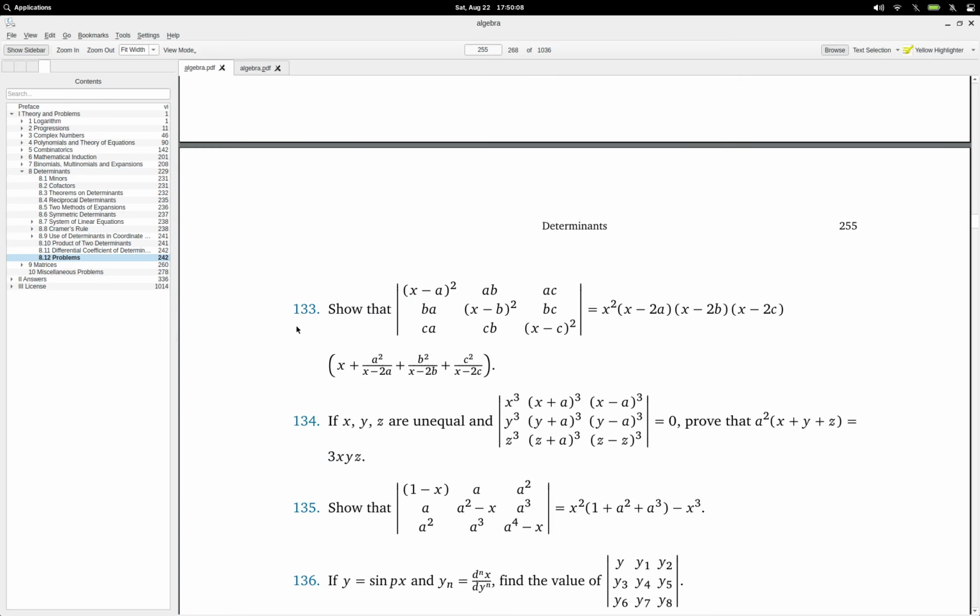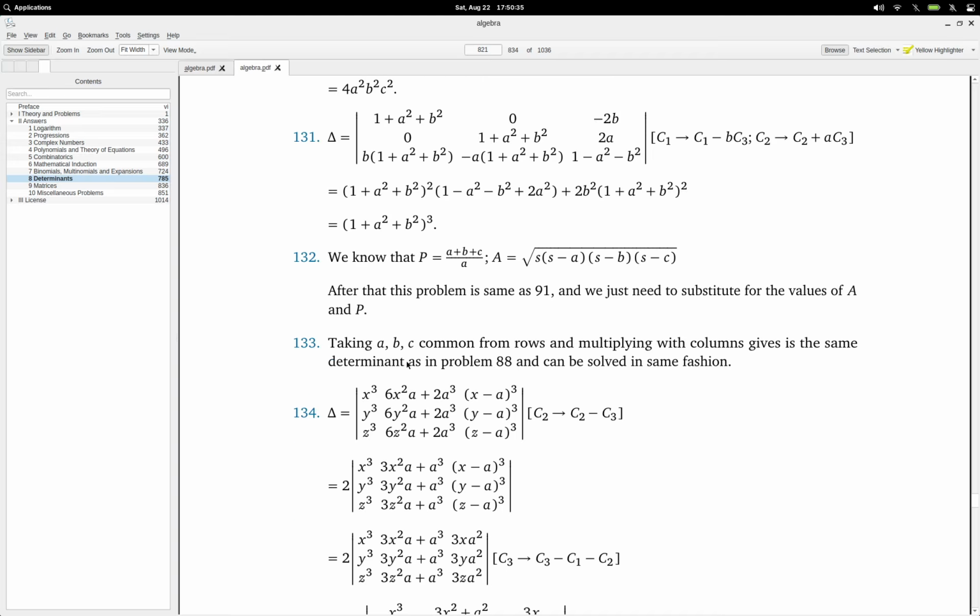Question 133 says that show that the determinant (x minus a) whole square, ab, ac; ba, (x minus b) whole square, bc; ca, cb, (x minus c) whole square is equal to x square times (x minus 2a) times (x minus 2b) times (x minus 2c) multiplied by x plus a square upon (x minus 2a) plus b square upon (x minus 2b) plus c square upon (x minus 2c). So we take a, b, c common from rows and multiply the columns. The given determinant is the same as in problem 88 and can be solved in the same fashion.